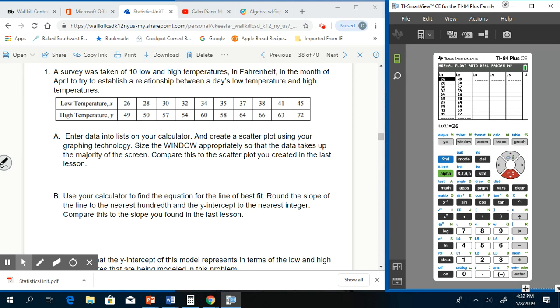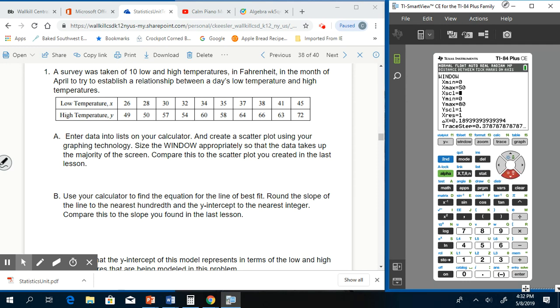So if you're at the point now where you're creating the scatter plot, we're going to go to y equals and make sure our plot one is highlighted. We're going to go to window and we're going to set up our window so we only see the first quadrant. So if you're looking at low temperatures, you see a low temperature here of 26 and a high temperature of 45. So I've made my X min 0 and my X max 50 because that will be able to see all the numbers in our low temperature.